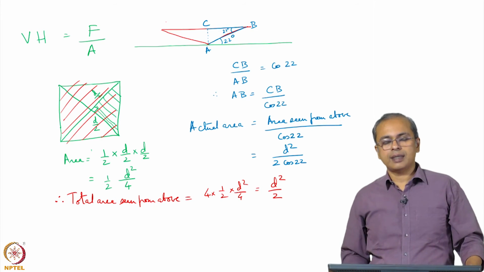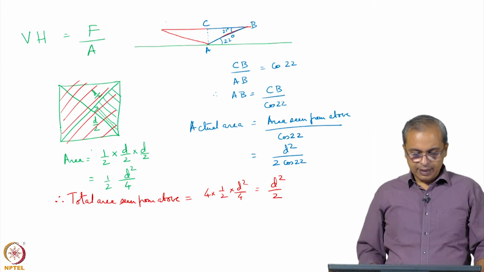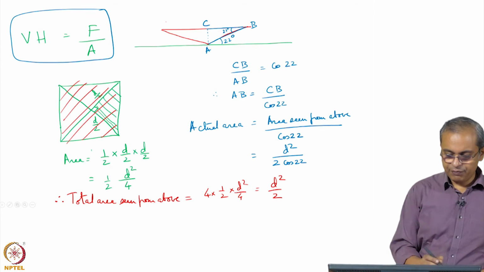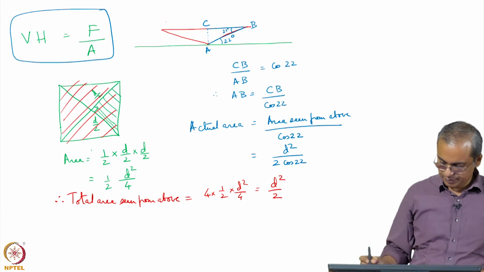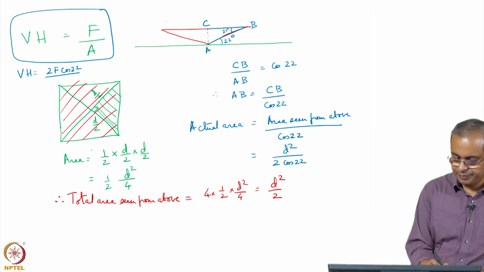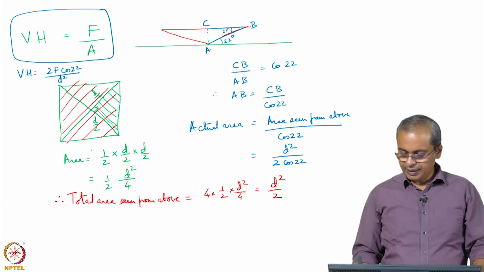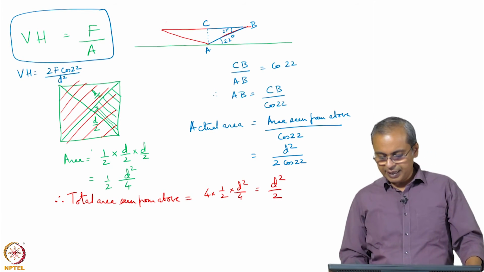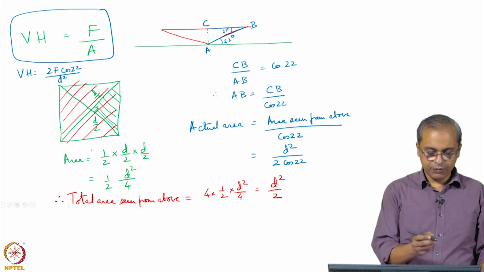So, this is the actual area that you get, and we see here Vickers hardness is force by area. So, therefore, Vickers hardness equals 2 F cos 22 by d square. Okay. So, it is simply this actual area, I have simply done force by the actual area. So, force is F divided by d square by 2 cos 22. So, if you rearrange it, you have 2 F cos 22 by d square.